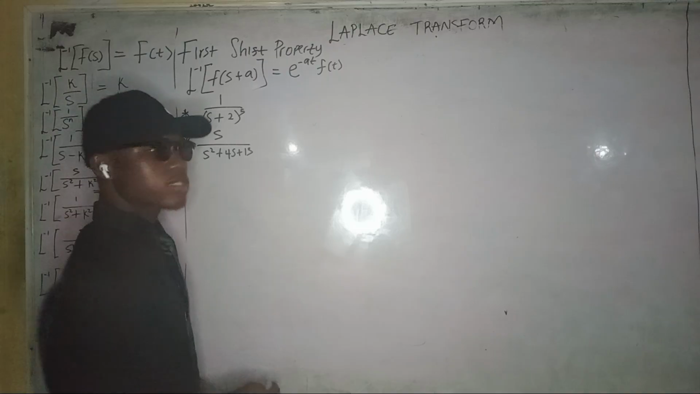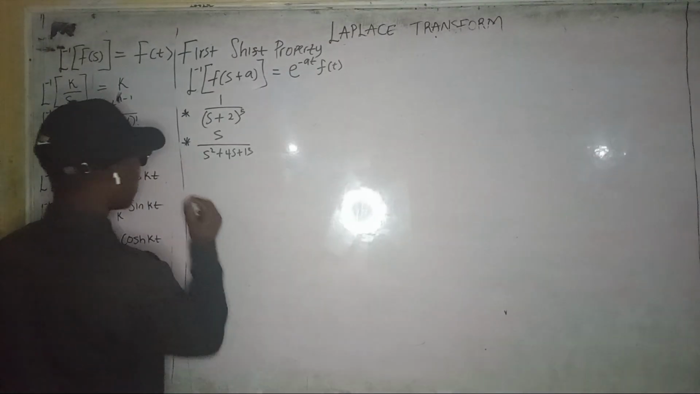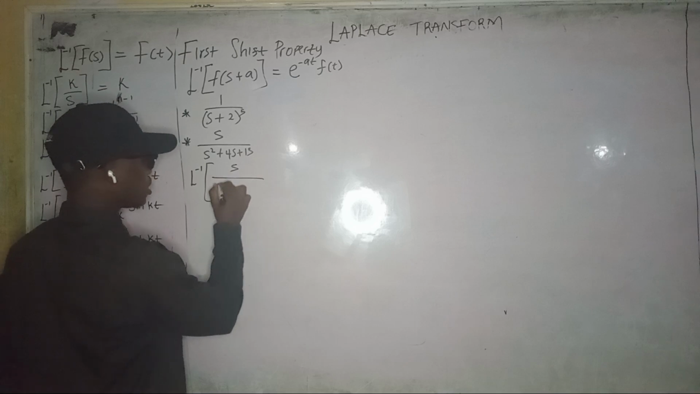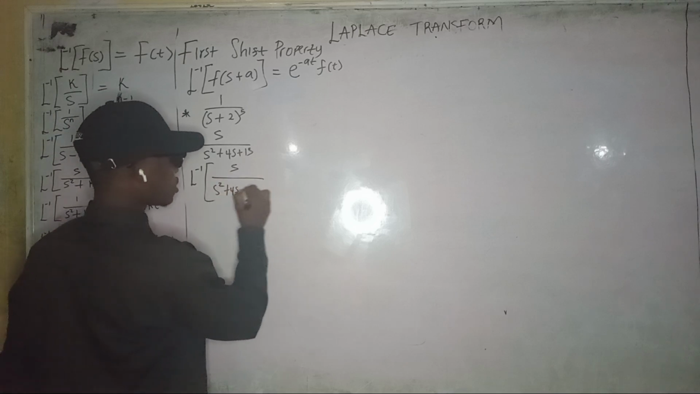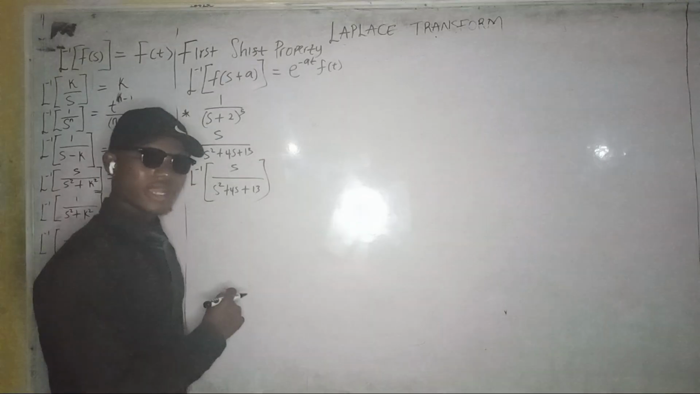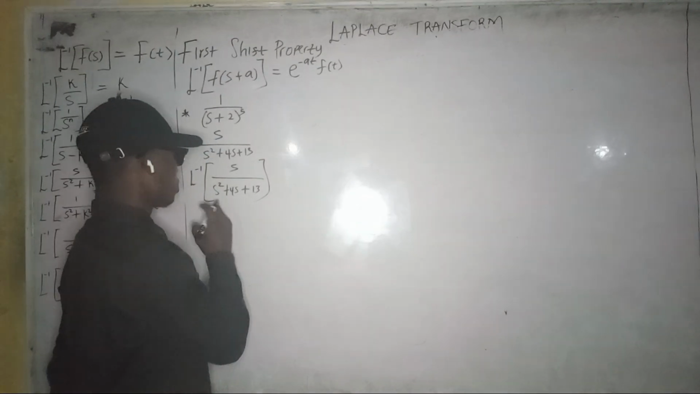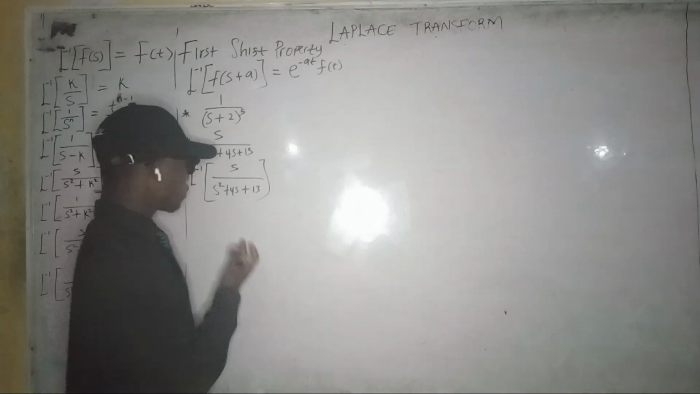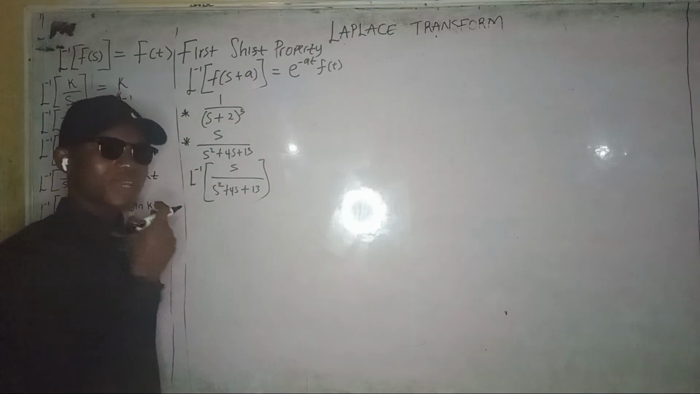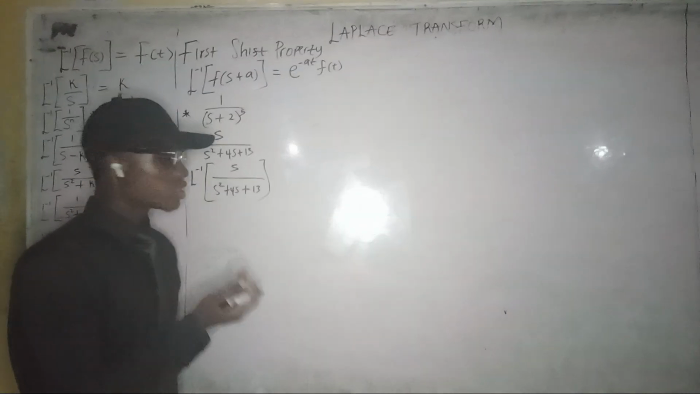So now moving on to our second question. We have the inverse Laplace transform of s over s squared plus 4s plus 13. But now this is looking just like a regular odd fraction. So if we can manipulate this so that we can get something like a function of s plus a, therefore we are going to be able to get an answer.